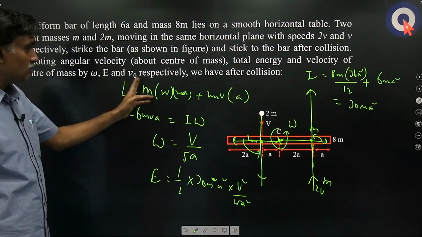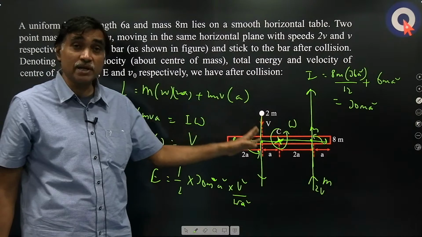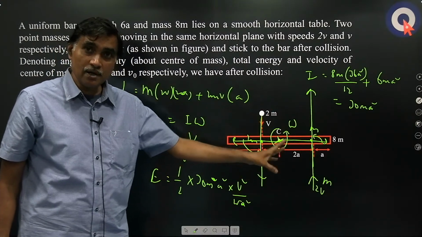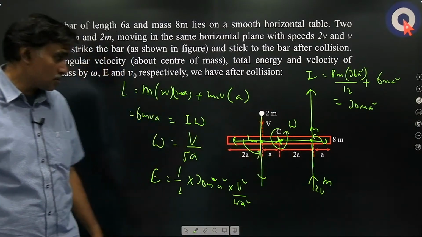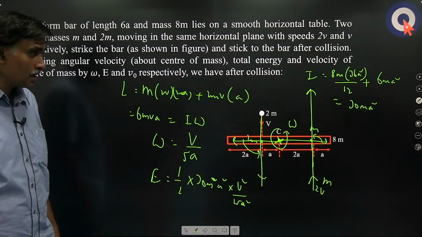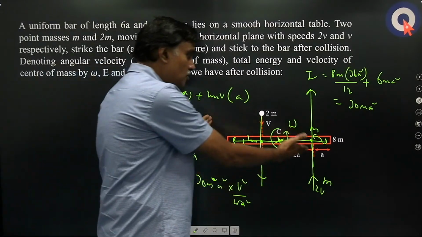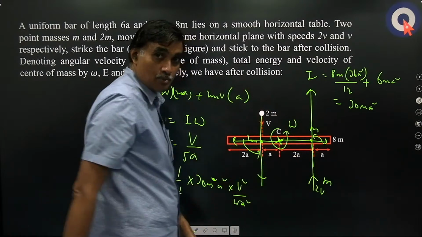And V naught, the velocity of center of mass after collision, I think that is the question. But V naught will be 0 immediately after collision. And immediately after collision, the rod is only rotating, the entire system.